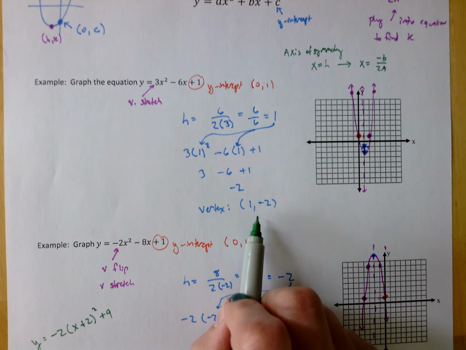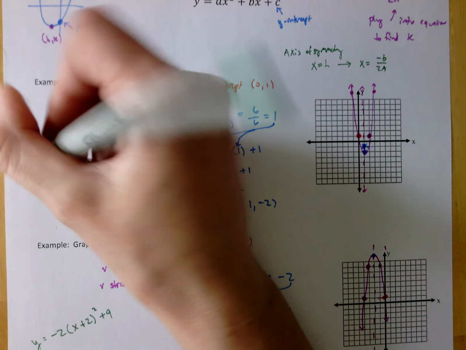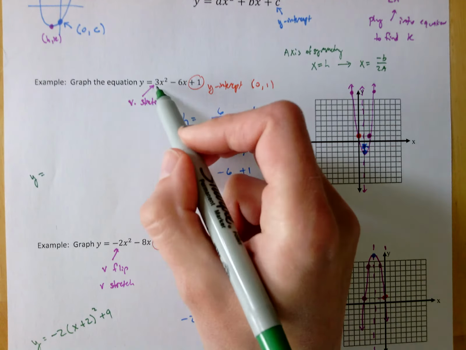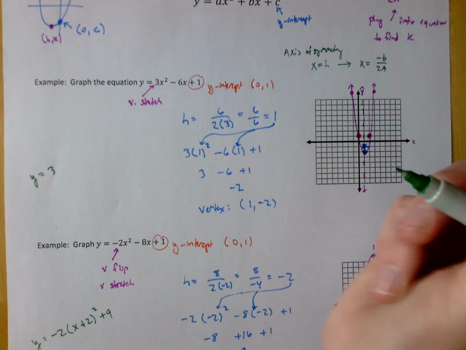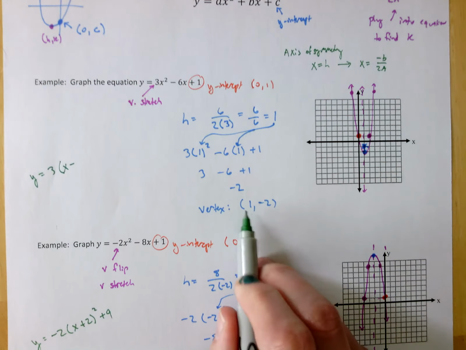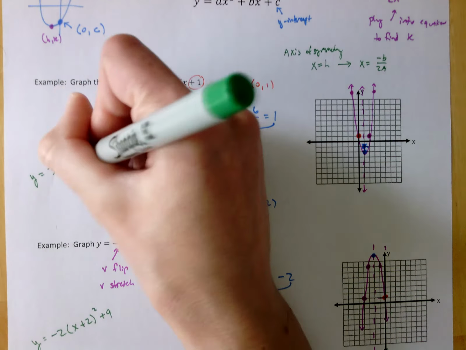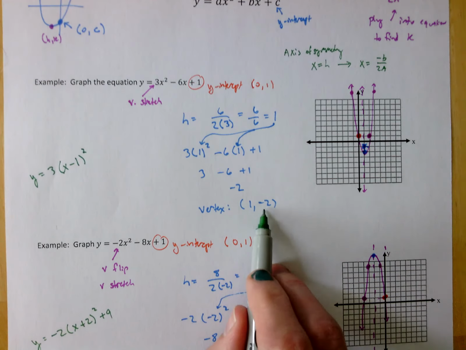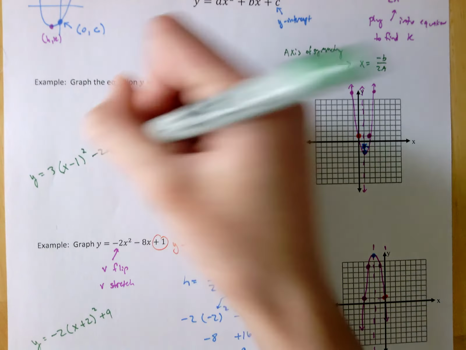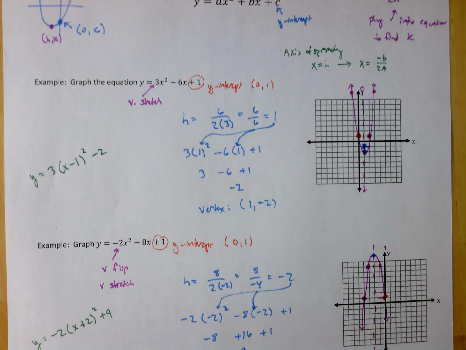This guy up here, same thing. So it would be y equals my A value, which is 3, parentheses x minus h, which is 1, squared, and then plus k, so plus negative 2 minus 2. There's that equation in vertex form.